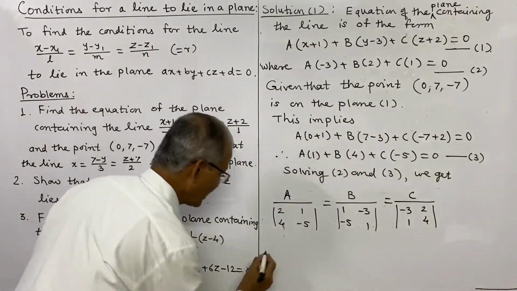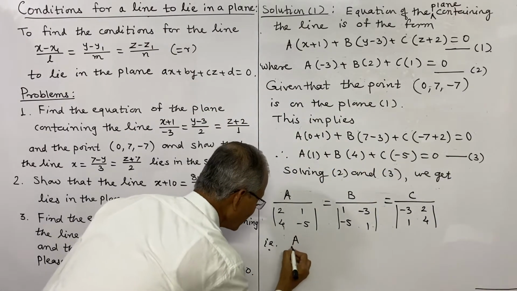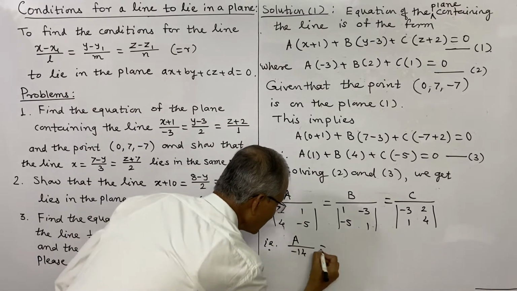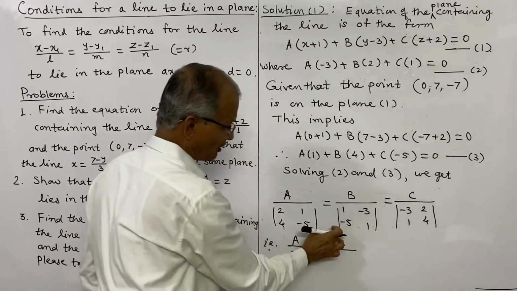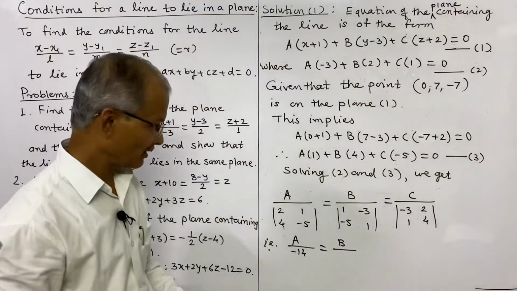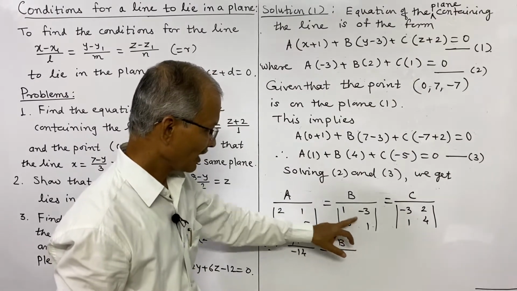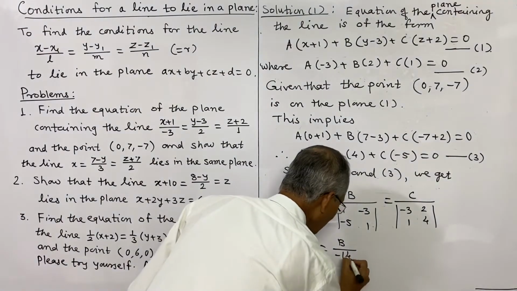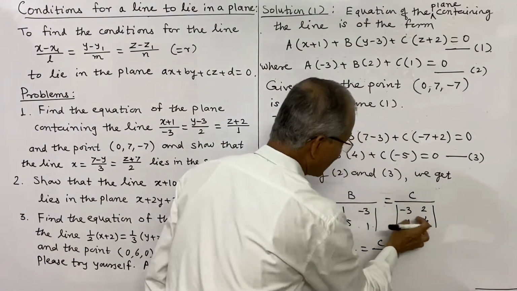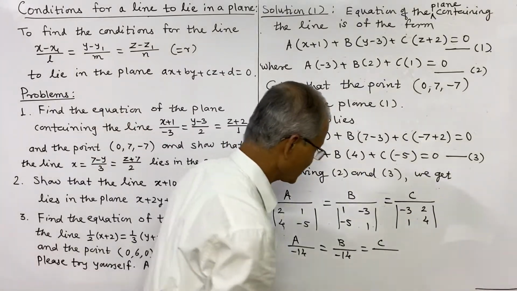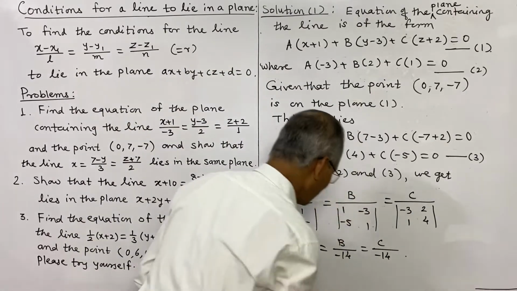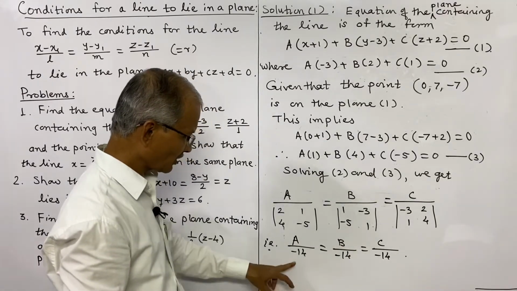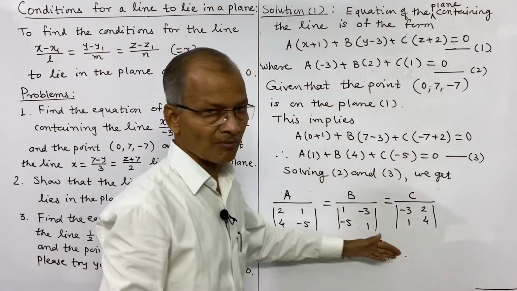And what are the values of A, B and C? See, this is minus 10, minus 4, minus 14. This is 1 and minus 15, which is positive in the product. In the expansion of the determinant, 1 minus 15, again minus 14. And the third is minus 12 minus 2, that is again minus 14. So these terms can be divided out by minus 14, and we will get that A, B, C are equal.